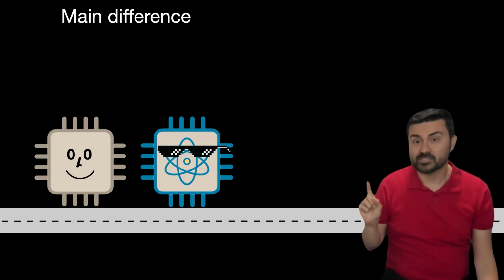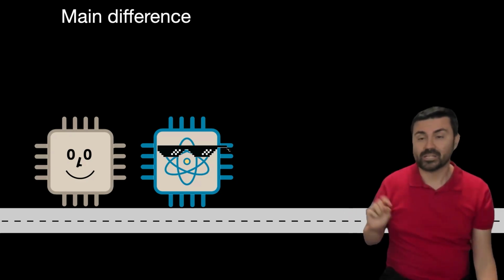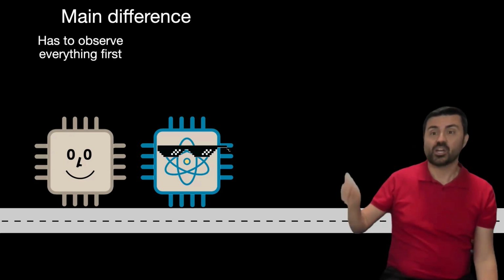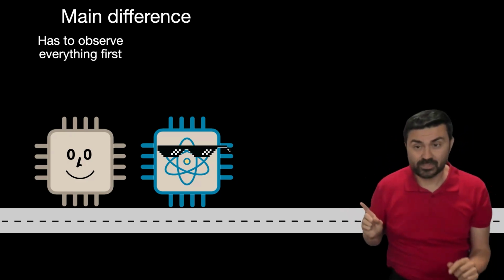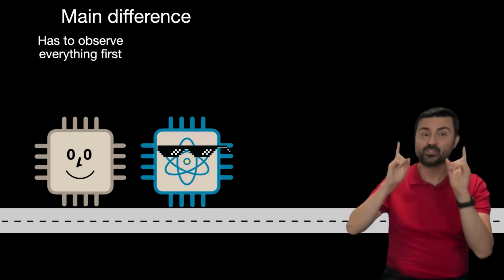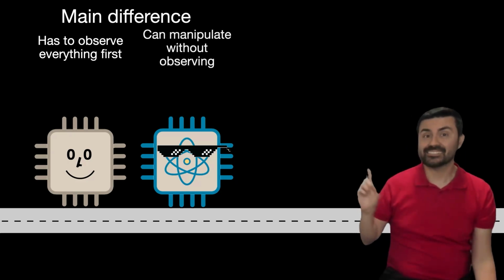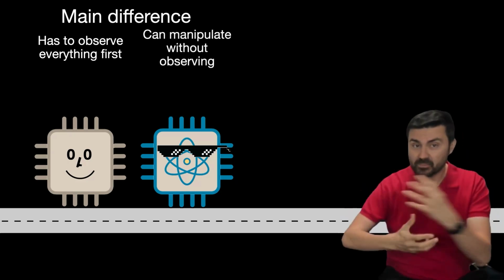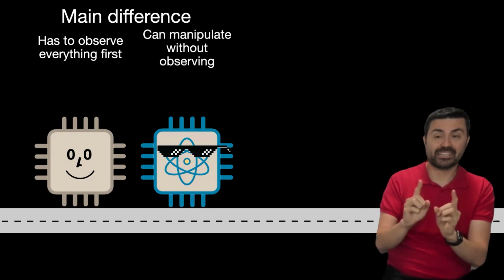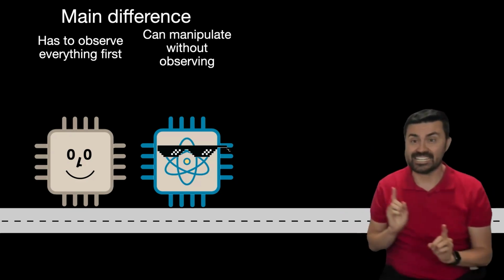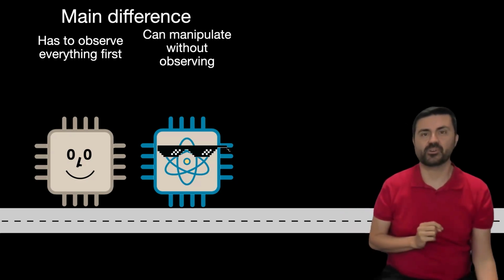So one of the main differences between classical computers and quantum computers is that when the classical computer wants to do a calculation, it has to observe all the variables first. On the other hand, the quantum computer can manipulate variables without observing them and then observe at the very end. That's one of the very special things of a quantum computer.